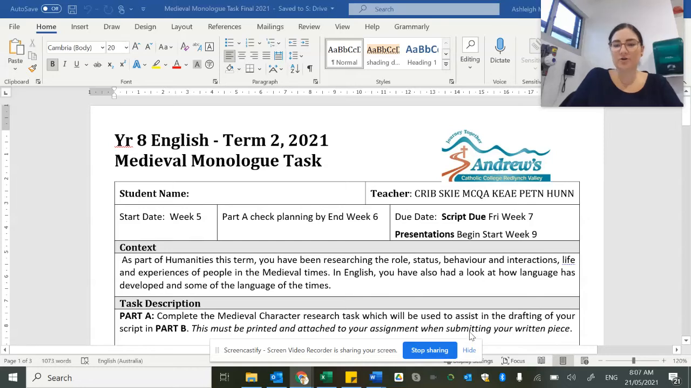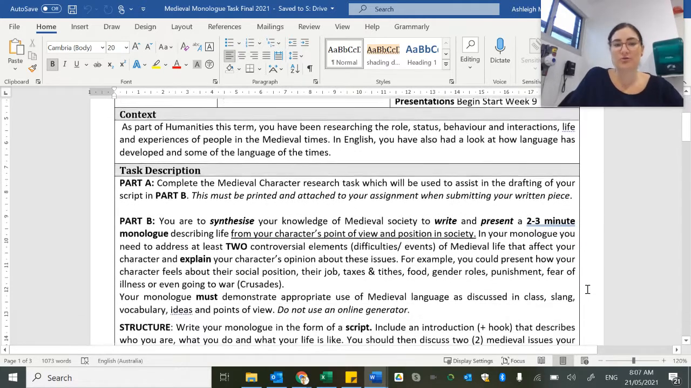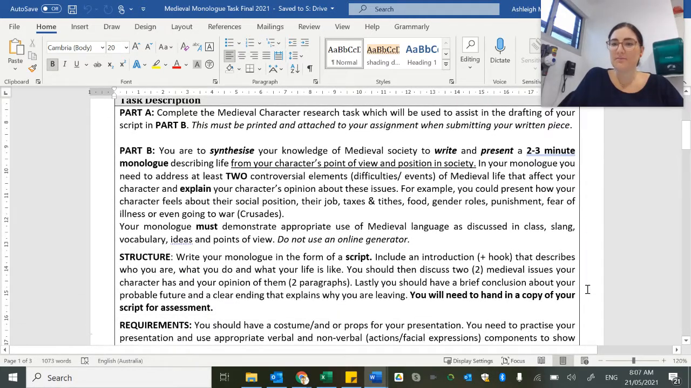All right, so now that you know what you're doing for your research component, which is part A of your task, we'll move on to part B. So, part B, you are to synthesize your knowledge. What that means is use your research and your understanding of your character and of medieval society to write and present a 2 to 3 minute monologue.